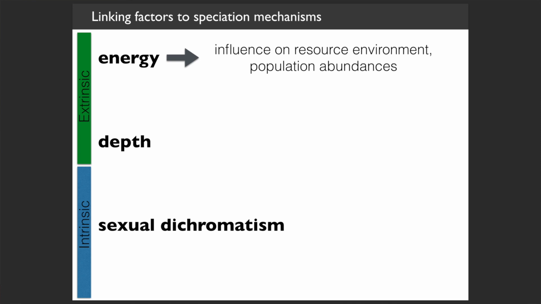We were also interested to find energy coming out as a predictor of cichlid adaptive radiation. And although this hadn't ever been discussed in cichlid biology before, we know that energy availability would have a strong influence on resource environment and on population abundances, and both of those aspects we would expect to play into the evolutionary biology of these fish. So this presents lots more questions to ask about the relationship between energy availability and evolution.